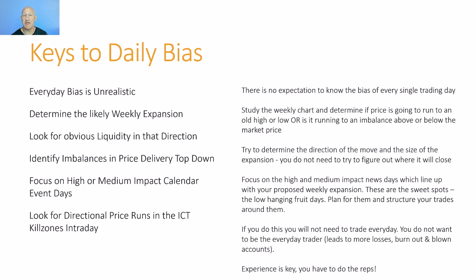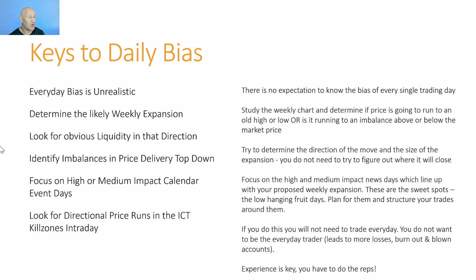And so then how do we determine what the weekly expansion will be? Well, we're going to look for the obvious liquidity in that particular direction. So we're going to be looking for the obvious draw on liquidity on that weekly chart. And so how do we do this? Well, we do it by identifying imbalances in price delivery top down. And so what that means is we obviously look at our weekly chart and then we go top down. So we go down to our daily and then maybe to our hourly or 15-minute charts, whatever the charts that you're using. So you use that top down analysis, and you're obviously looking for imbalances or draws on liquidity from that weekly analysis all the way down.